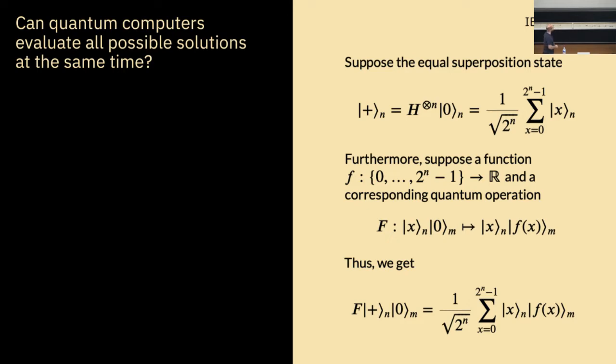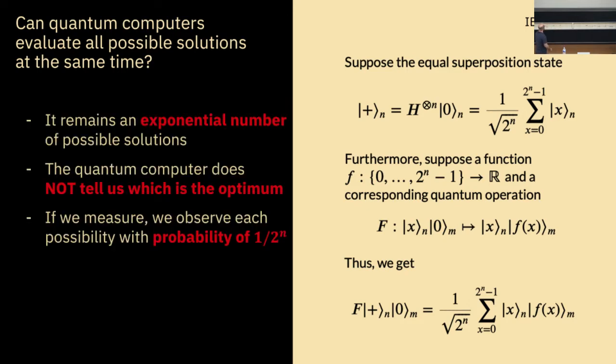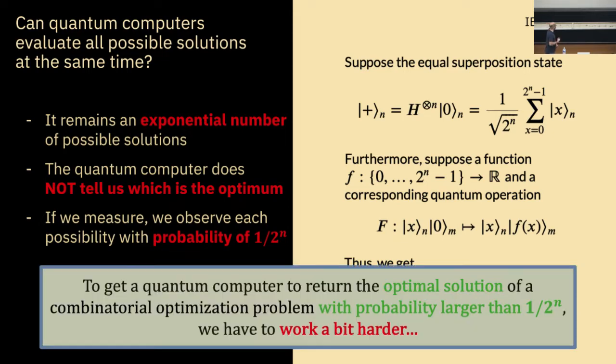So far, so good. The problem is that it's still an exponential number of options, so it doesn't tell you which one is the best. It just has all in superposition. We don't have access to that. And if we want to measure the optimal or good solution with a probability larger than just this 1 over 2 to the n, then we have to work a bit harder. And this is what the other 3 algorithmic primitives are about, to try to get a higher probability to good values.